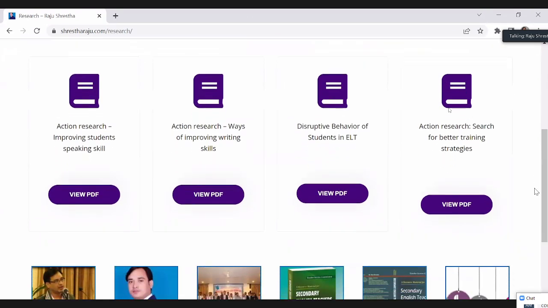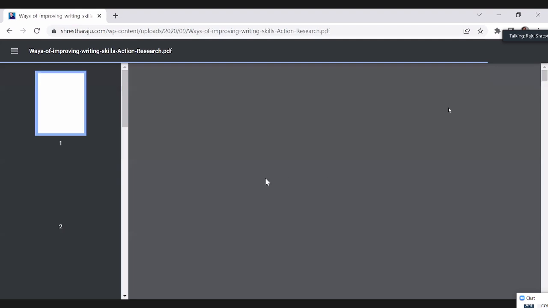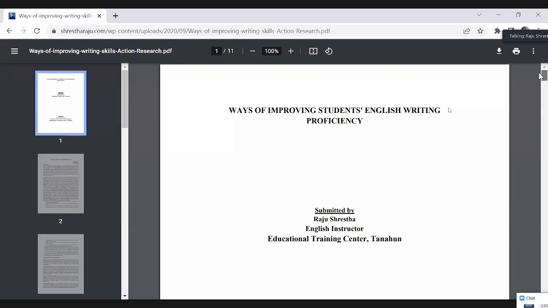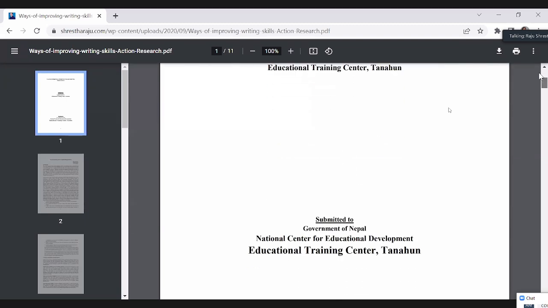यहाँ छन् केही action research का. Action research improving students speaking skill, action research ways of improving writing skills, disruptive behavior of students in ELT. मेरो यो IMET को thesis हो. Action research, search for better training strategies. When I was in training center, I conducted one action research to improve my training strategies. So this sample, for example, एउटा उदाहरणको लागि हेरौं, यो writing हेरौं. Just you click to the view PDF and it will be opened and you can download it. यो चाहिँ ways of improving students writing, English writing proficiency.